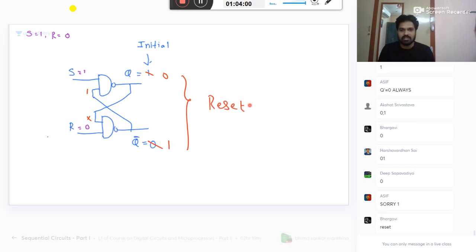When will we say it is reset? Whether it is initially 1, 0 or 0, 1, in any case you should get the same answer. Okay, next.